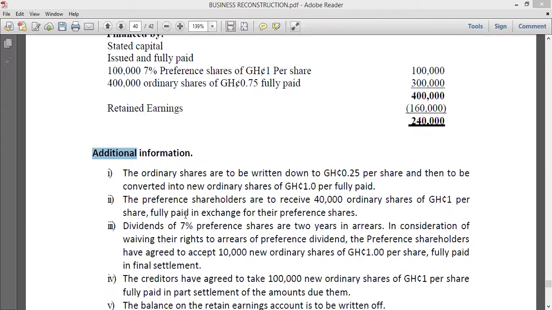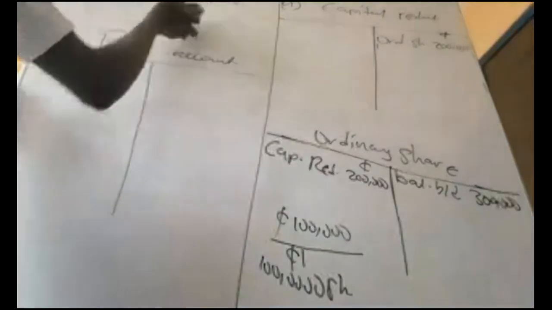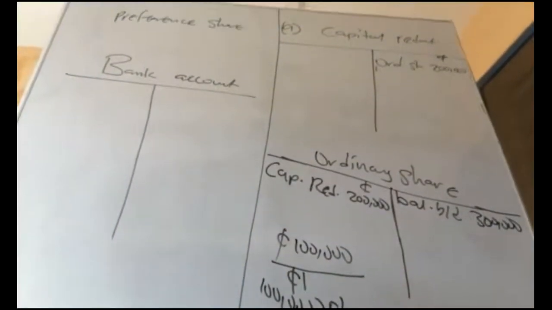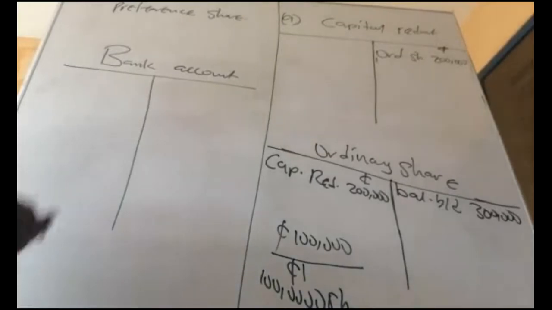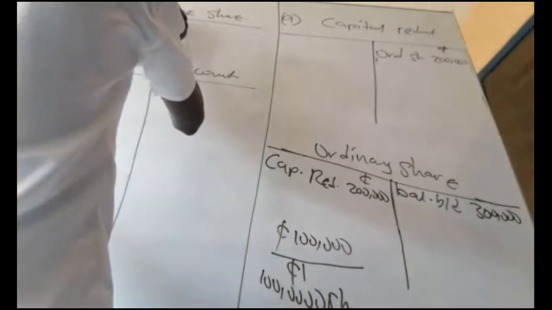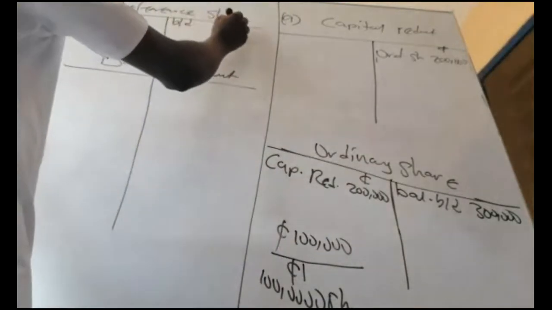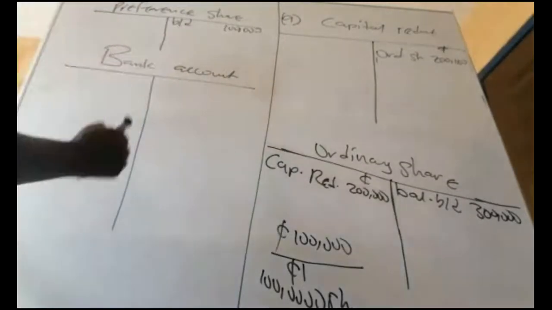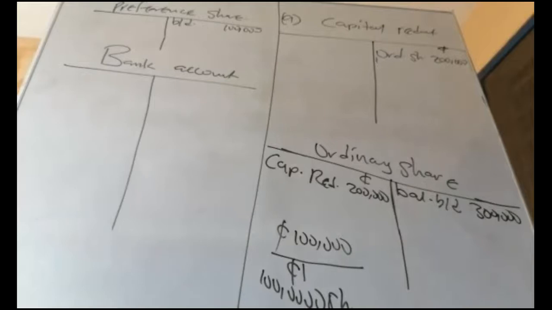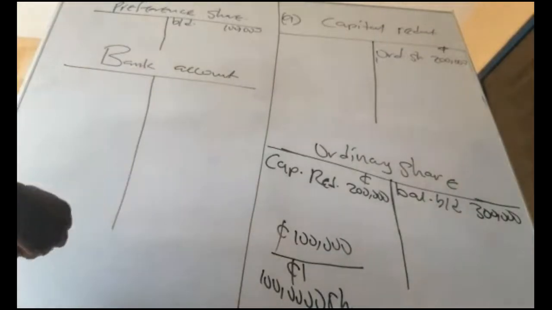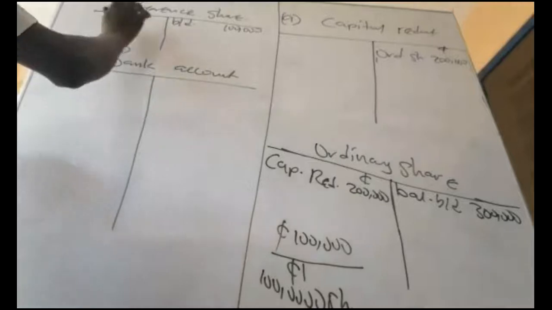Oh, okay. So, what's the preference shares? We are giving them 40,000 in exchange for their value. Preference share, the value is 100,000. So, if it's preference share, you have to open the preference share account. So, let's go to the top later. Good. So, the preference share account is here. They have a credit balance. So, balance brought down is what? 100,000, and then we are paying them with shares of 40,000. So we are giving them ordinary share of 40,000. So we have to record it here.